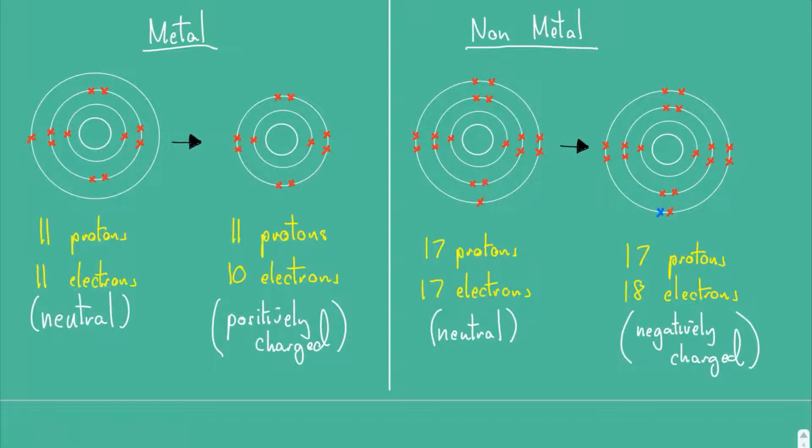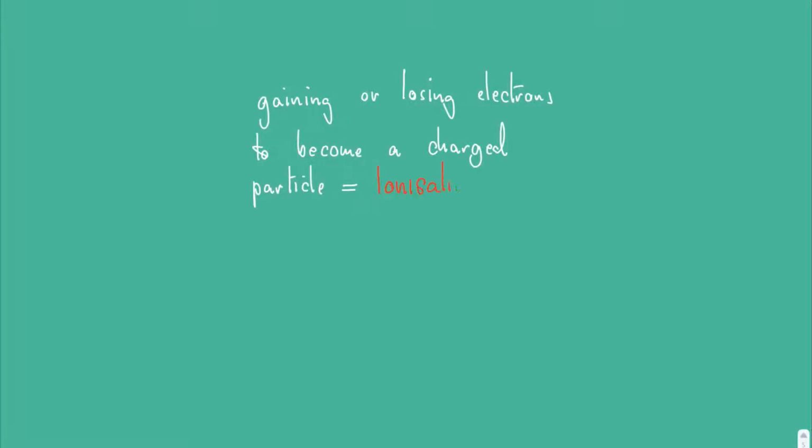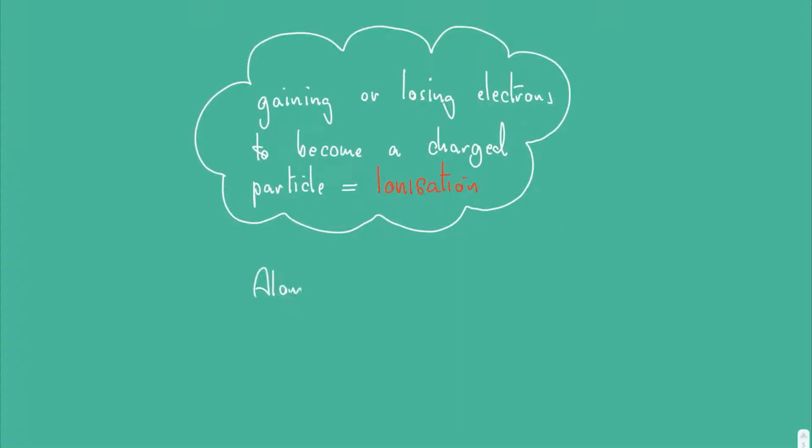So metal atoms will lose their electrons, leaving them positively charged, whereas non-metal atoms will gain electrons, leaving them negatively charged. Now, the process of adding or removing an electron and becoming a charged particle is called ionization. An atom has no charge, whereas an ion is a charged particle.